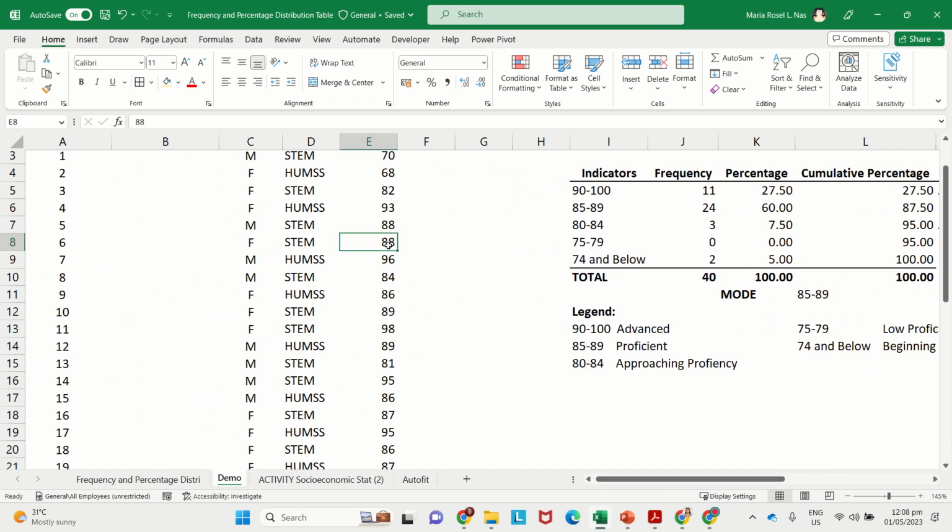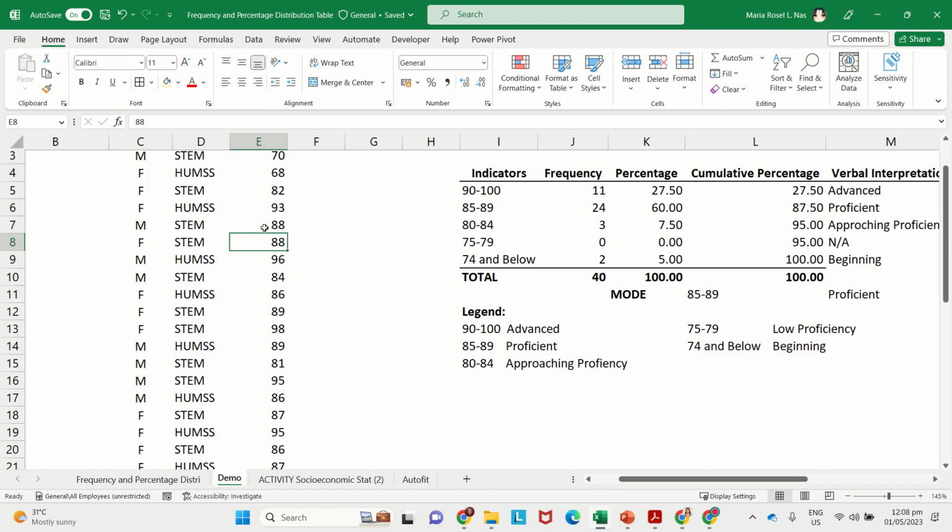So for example, if I change the value here, say for 75 to 79 I put 78, it will automatically change the values in our table.